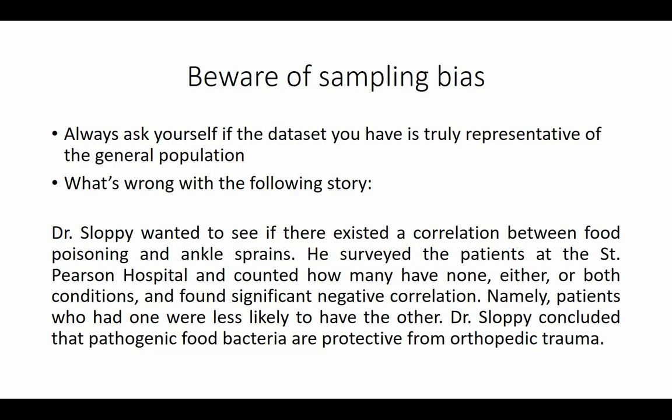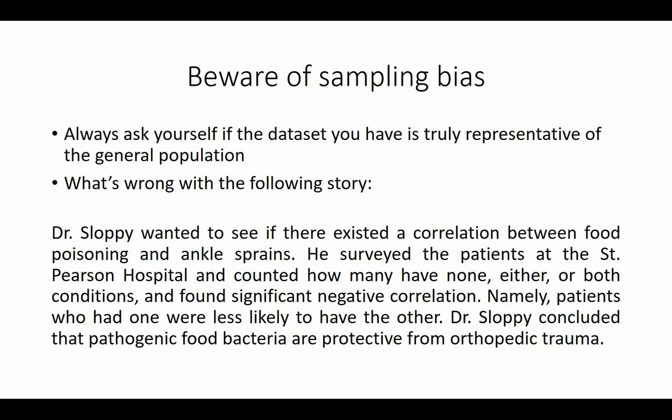So what he did is surveyed the patients at the St. Pearson's Hospital and counted how many have none, either, or both conditions. And he found significant negative correlation between the two of them. So what it means is patients who had one were less likely to have the other. So if you had food poisoning, you're less likely to have ankle sprains. And Dr. Sloppy concluded that pathogenic food bacteria are protective from orthopedic trauma.